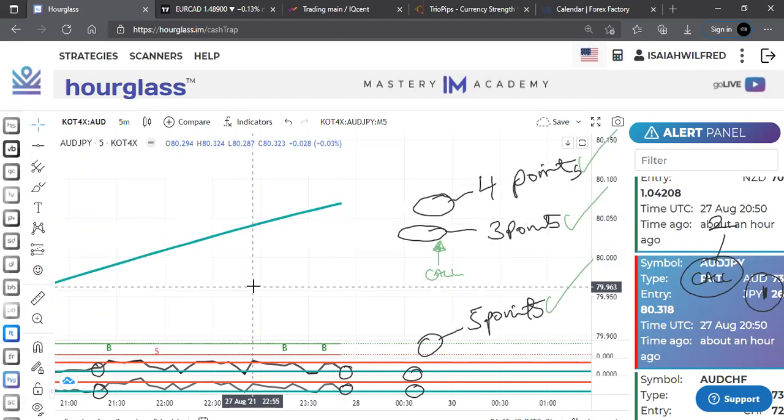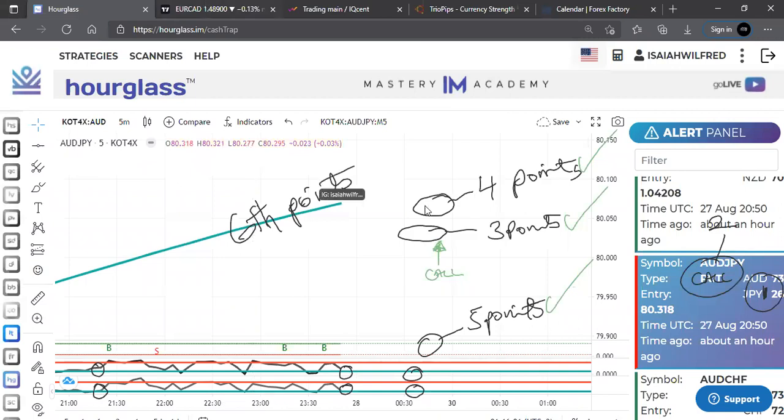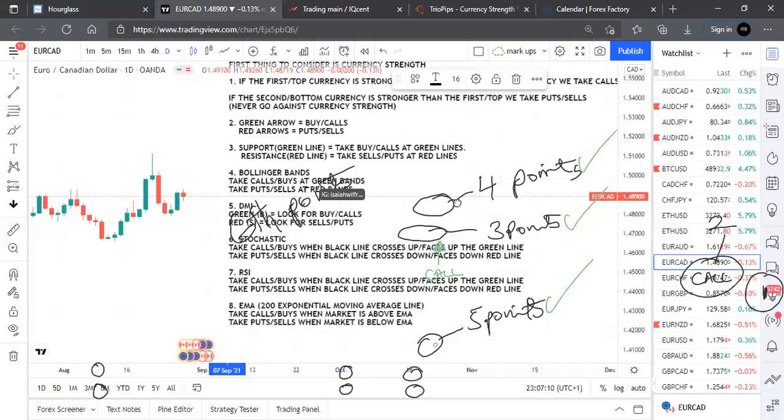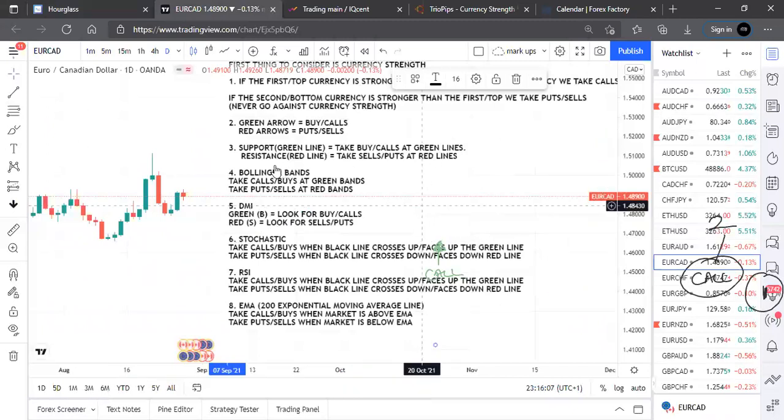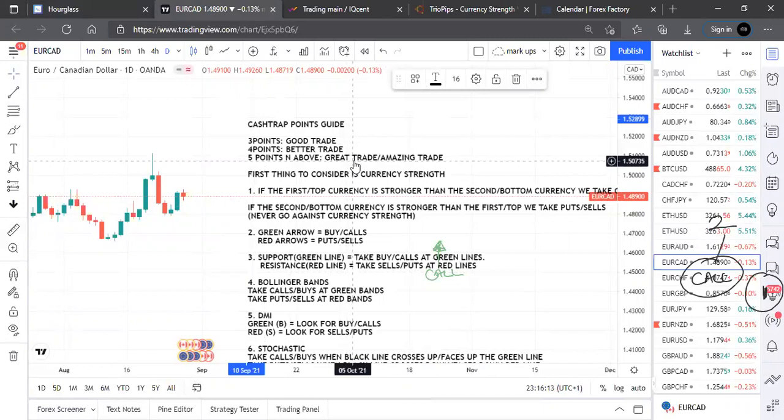So now, all we're doing is what? The EMA is now going to be our 6 points. Since the stochastic and the RSI failed to give us points, the EMA is now our 6 points. If you come back here, we have it at 6 points. 5 points and above is a great trade or an amazing trade.